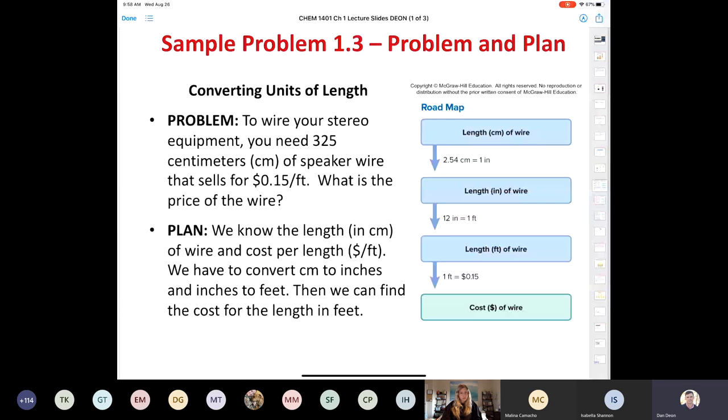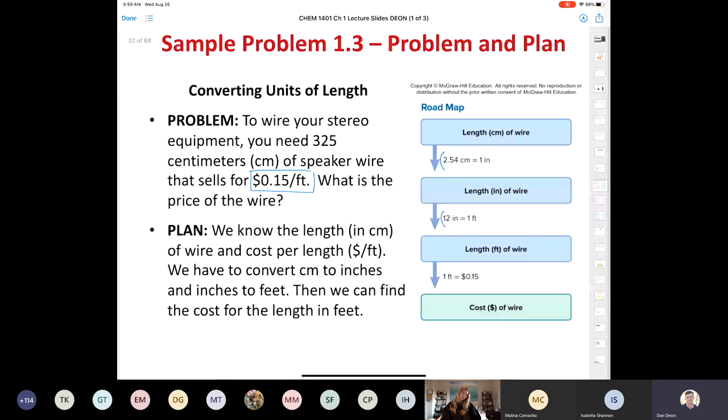So the first thing we have to do is convert the length of that wire into feet. And instead of going directly from centimeters to feet, she uses several conversion factors. She uses the conversion factor that in 2.54 centimeters, there's 1 inch, and then in 12 inches, there's 1 foot. After we use those two conversion factors, we'll have determined the length of the wire in feet, and then we can simply multiply it by this conversion factor here, knowing the price per foot, and we can end up with the price.